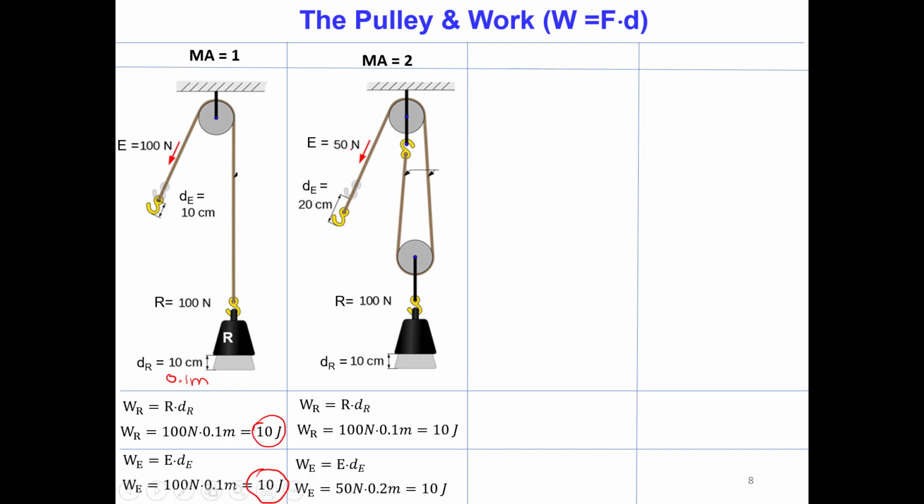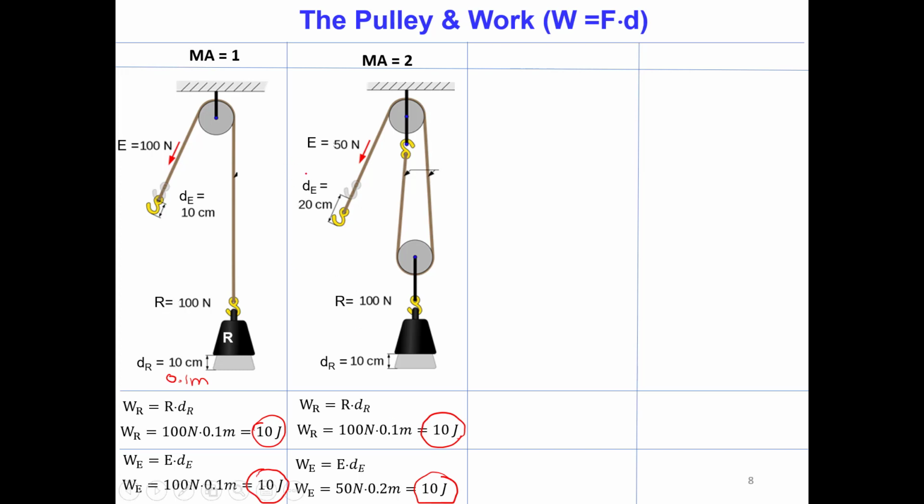Then the effort will be 50 newtons multiplied by the distance, which will be 0.2. Then finally we had 10 joules. Then again, the work we had to complete is the same. Yes, the same. If we use any simple machine, the work we had to do is the same as if we don't have any simple machine. But what is reduced in this case?